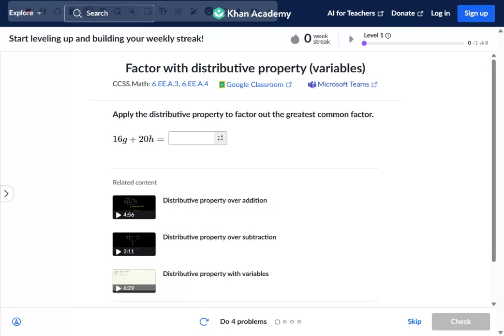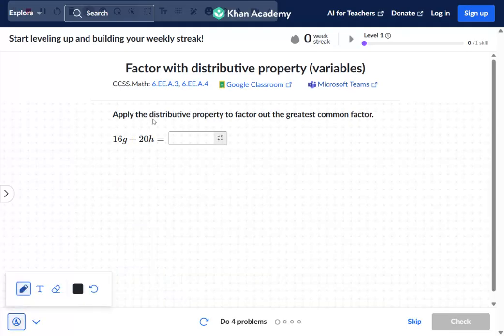Hi guys, we're going to practice factoring with distributive property variables from our Khan Academy homework. All right, let's get started. So we're asked to apply the distributive property to factor out the greatest common factor.